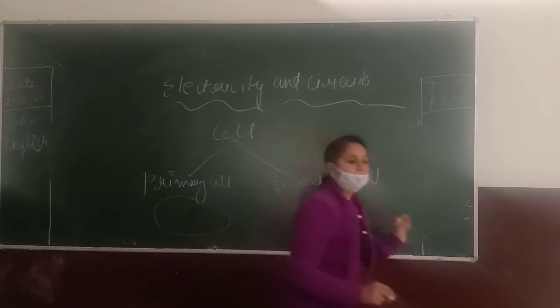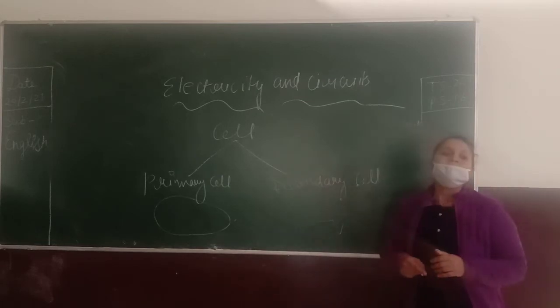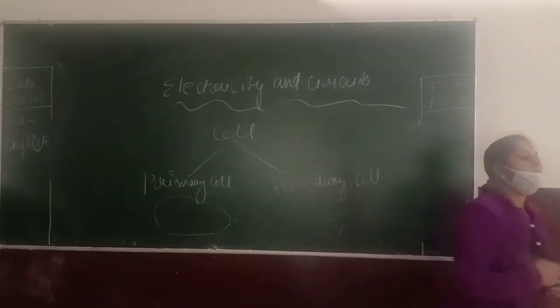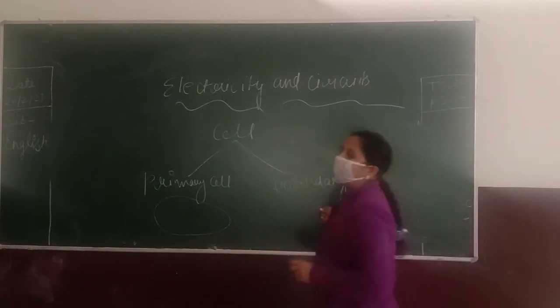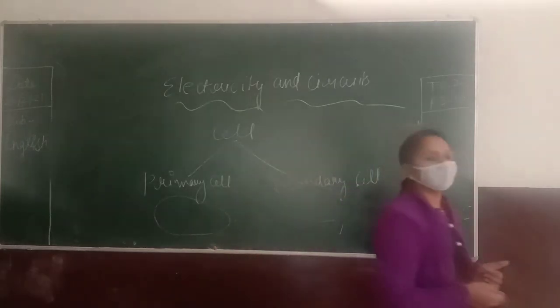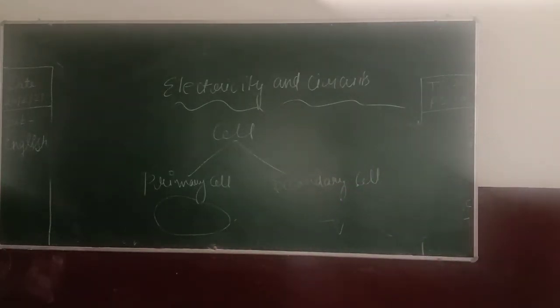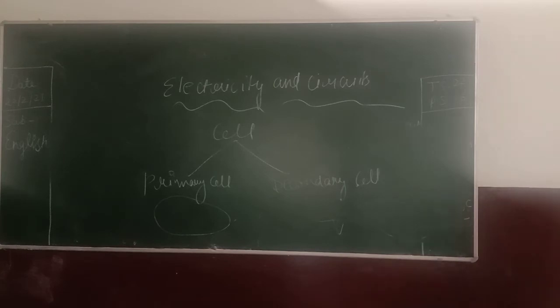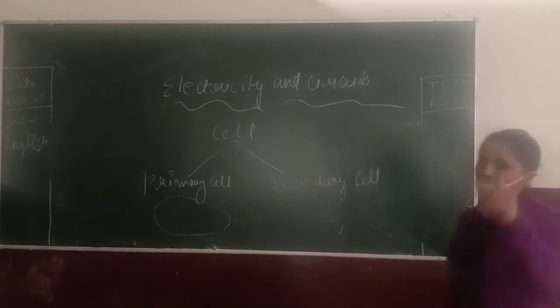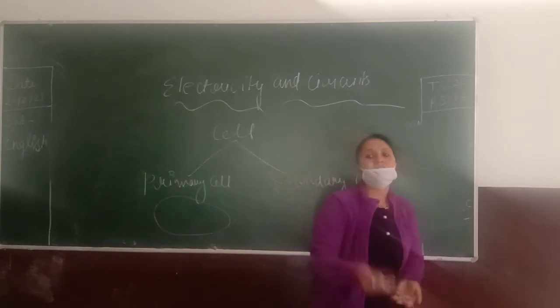And what are secondary cells? Secondary cells are the cells that you can use again and again after recharging, after charging by electricity. Secondary cells are chargeable cells. You can recharge them again and again after use and use them again and again. Clear to everyone? For example, can you give me an example of a cell that can be recharged again and again? Mobile battery. Yes, a mobile battery or an inverter battery can be recharged again and again.